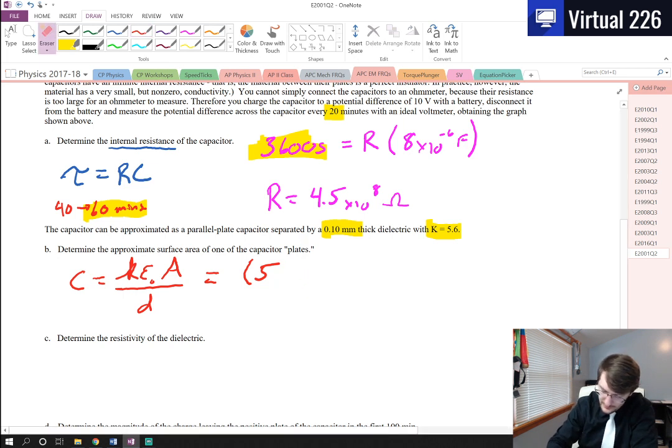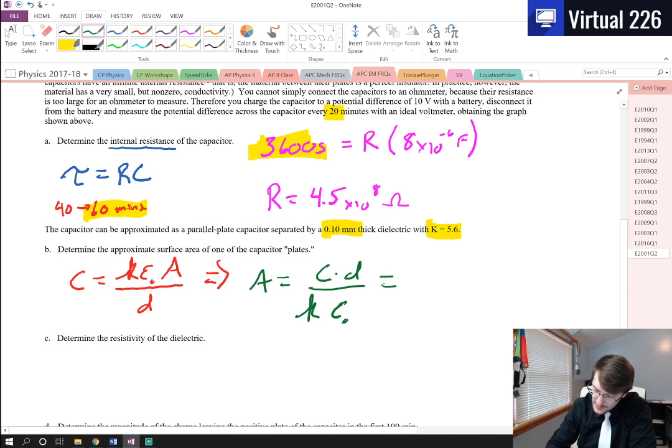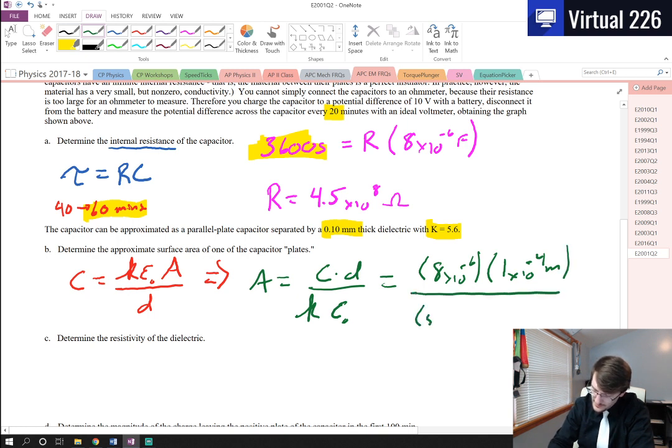So here, let's solve this for A first. This will give us that A equals C times d over K epsilon naught, which is going to be 8 times 10 to the minus 6th, times 0.1 millimeters, which is 1 times 10 to the minus 4 meters, divided by 5.6, and then epsilon naught, that's a lookup number, but it is 8.85 times 10 to the minus 12.